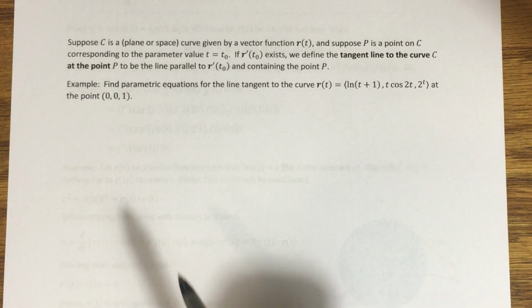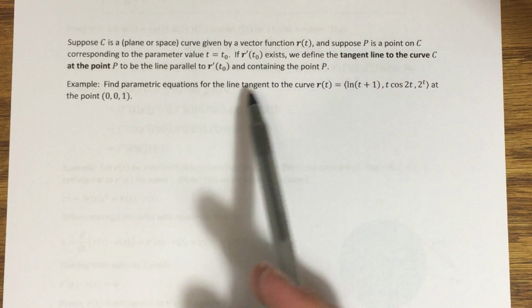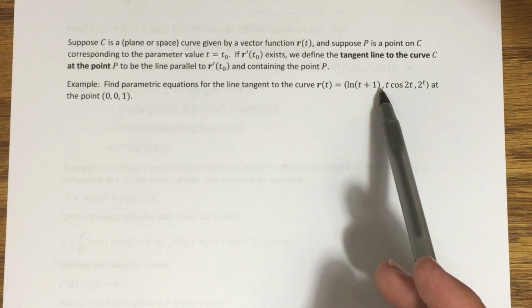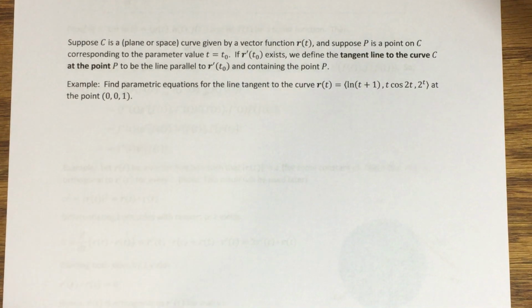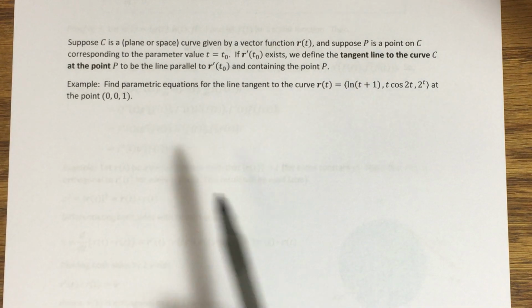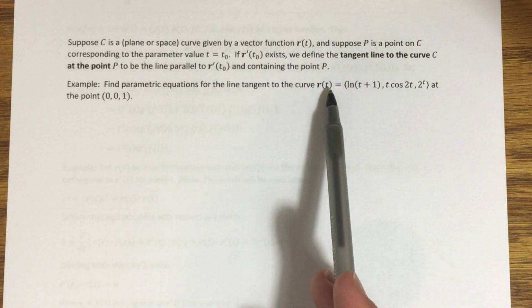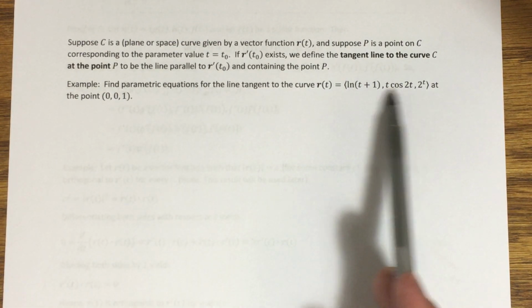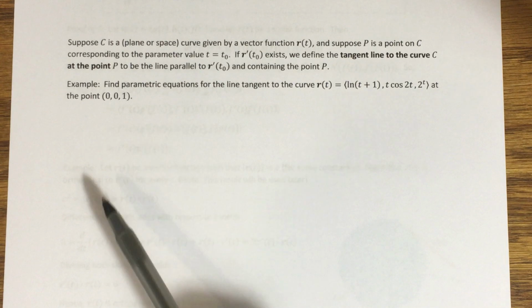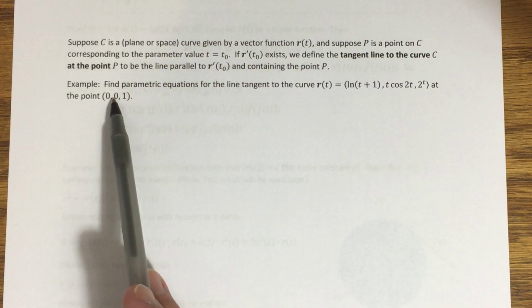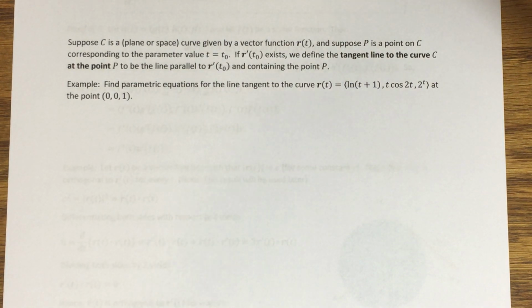So let's look at an example. Here we want to find parametric equations for the line tangent to the curve given by this vector function at the point (0, 0, 1). First thing I want to do, before taking any derivatives, is determine for what value of the parameter t I would get this point from this vector function. In some cases, you may need to write out all 3 components and set them equal to all 3 of these values. But in most cases, you can just figure it out by inspection.